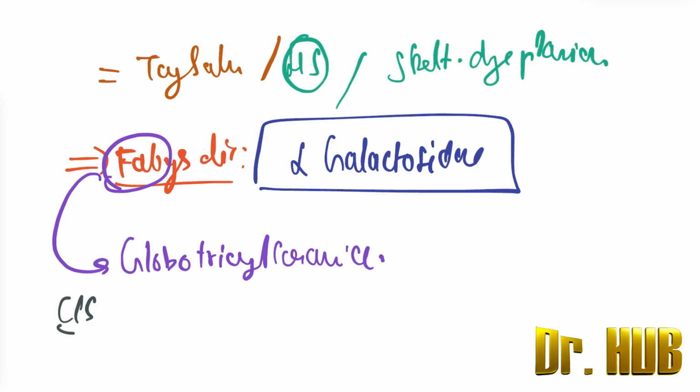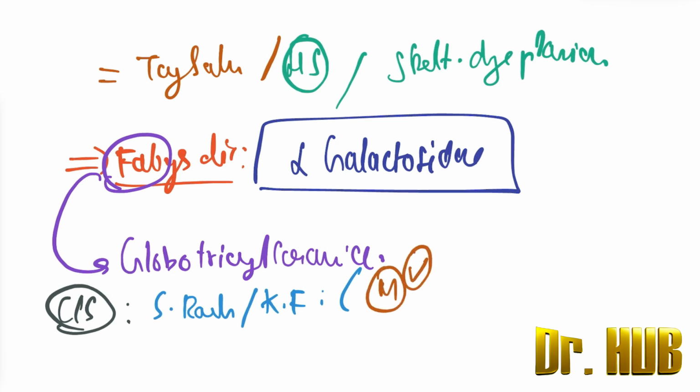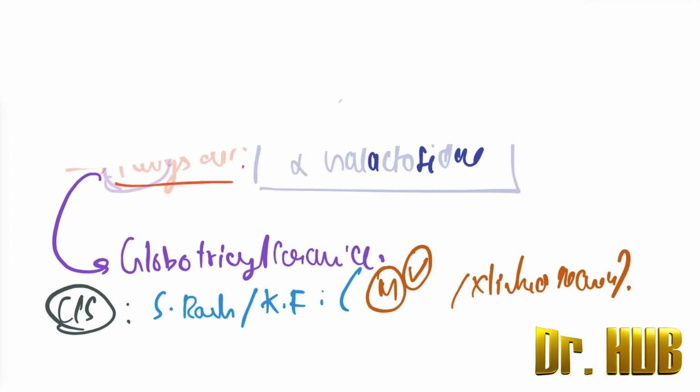So now let's look at the CS. CS stands for the clinical symptoms or the features. Here there is a skin rash, and there's kidney failure. The symptoms occur in the males, and this is X-linked recessive. So now we looked at Fabry's disease: alpha galactosidase, with involvement of globotriaosylceramide.